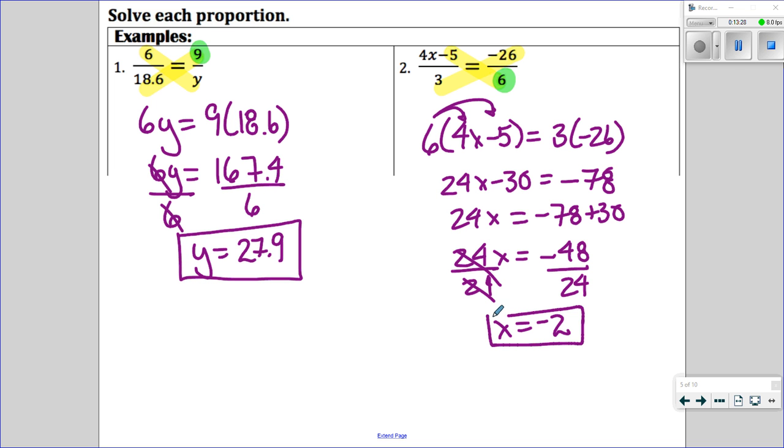And if you were to plug that in, you should see that the proportions, the ratios, would be equal to each other. So this one would be negative 8 over negative 13, and the other is negative 13 over 3. If you doubled it, then it would give you negative 26 to 6. So if you reduce this, it would be negative 13 over 3. So that means x equals negative 2 is correct. That's a way to self-check.